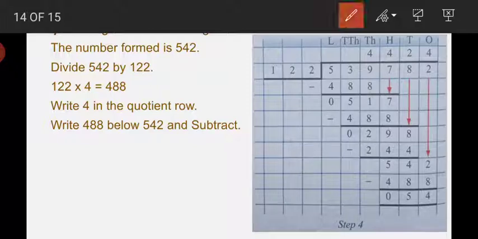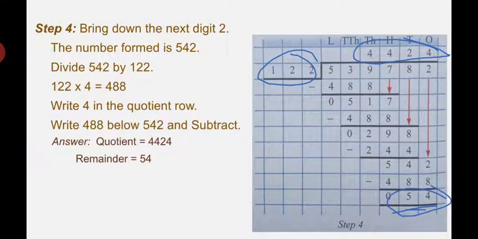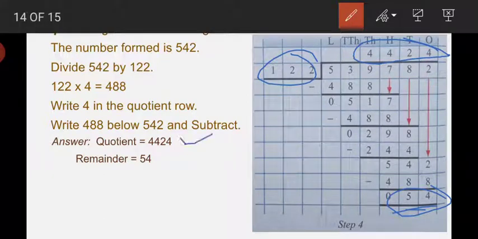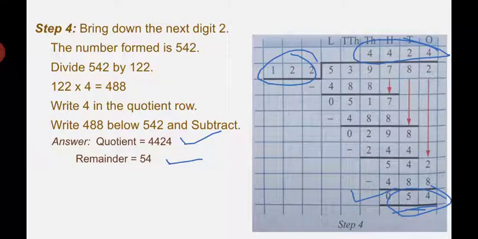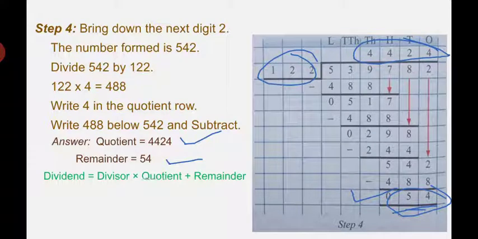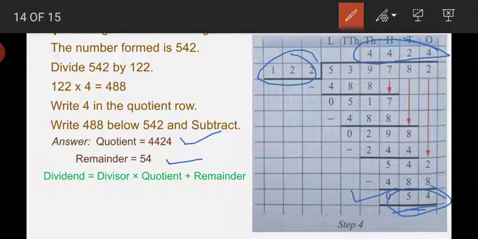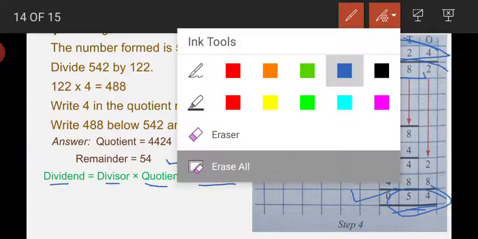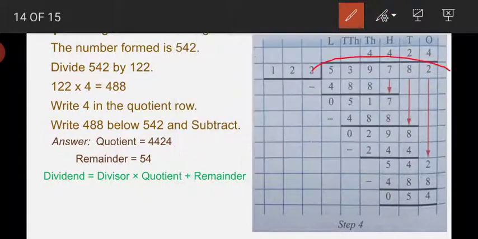We are getting this number as the remainder, this is the divisor, and this is the quotient. So here the quotient is 4424, and the remainder is this one, that is 54. Next we have to recheck, that is the cross checking. For that you have to write the formula, that is dividend equal to divisor multiplied by quotient plus remainder. So here the dividend is this number.